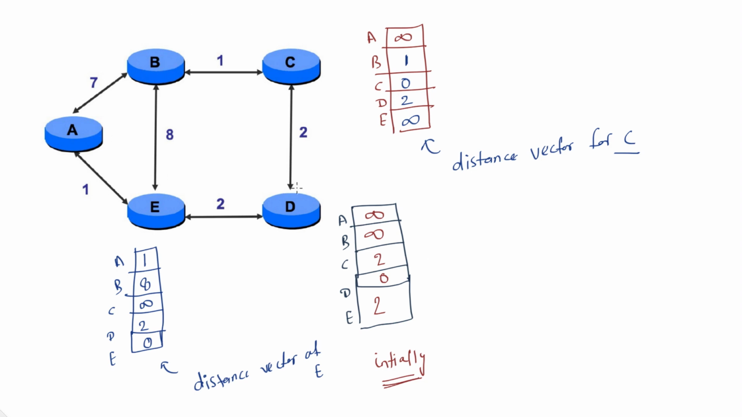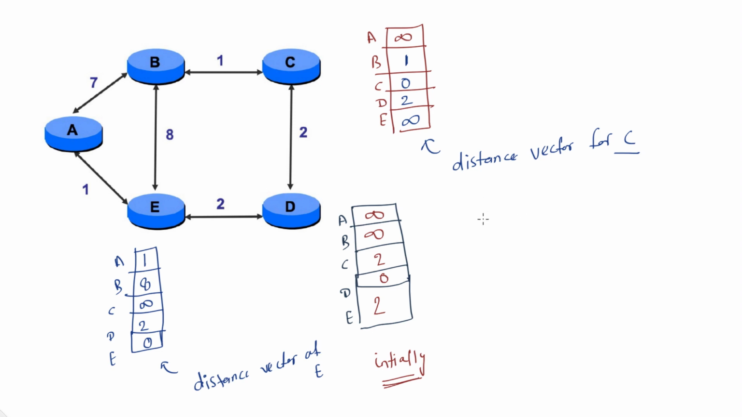Now, once you have these distance vectors, this algorithm says that you just pass this information to the neighbors, which means I will pass this vector to the neighbors. So D will pass this information to C and to E. Similarly, E will pass this information to A and to D. Now, if I talk about D, then D will be getting the information from neighbors, which means C and E.